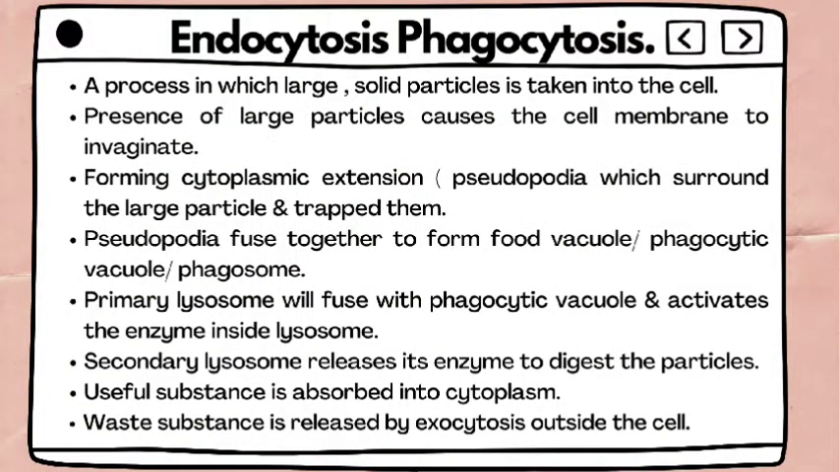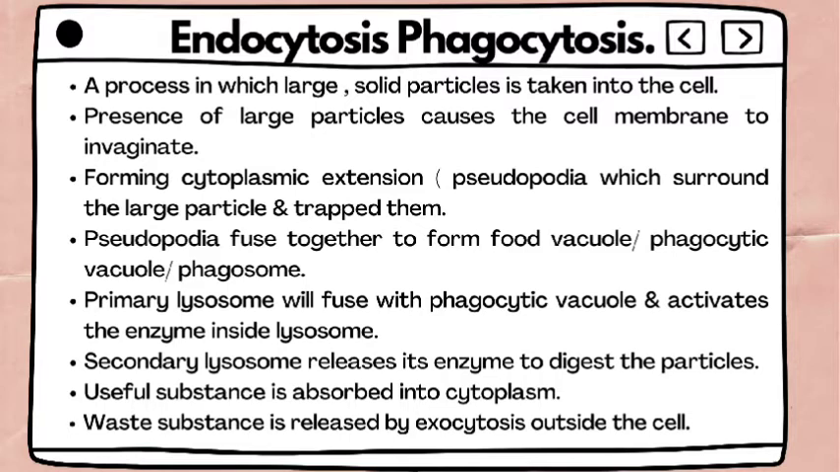Endocytosis, phagocytosis is a process in which large solid particles are taken into the cell. Presence of large particles causes the cell membrane to invaginate, forming cytoplasmic extensions, which are pseudopodia, which surround the large particles and engulf them. Pseudopodia fuse together to form a food vacuole or phagocytic vacuole or phagosome.